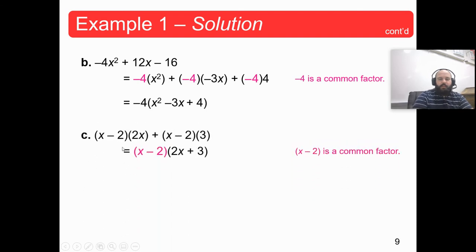Part C is already partially factored for us, in that you have x minus 2 times 2x, and then x minus 2 times 3. You actually don't want to distribute this out. You want to pull the x minus 2 away from what is left there. So we're going to write x minus 2 once, and then what is left gets rewritten in its own set of parentheses, just like we did in parts A and B.